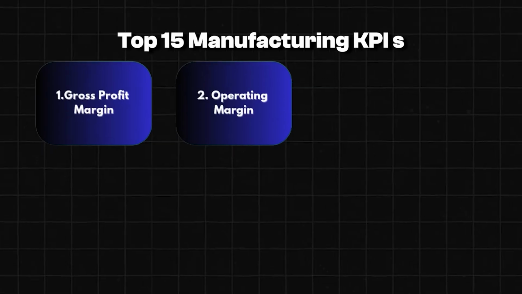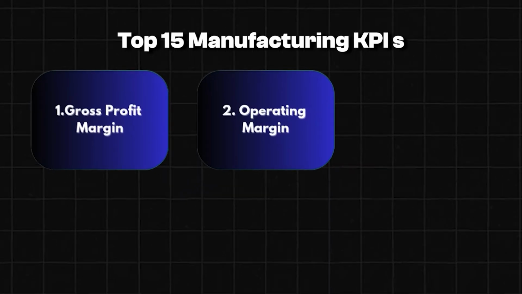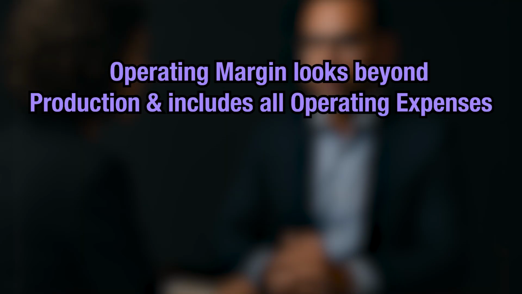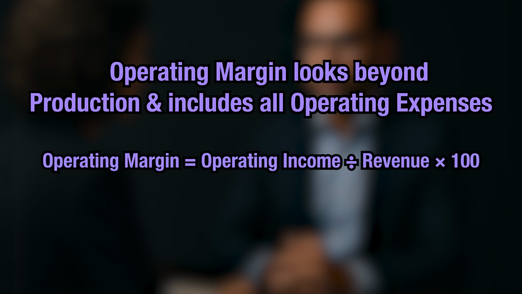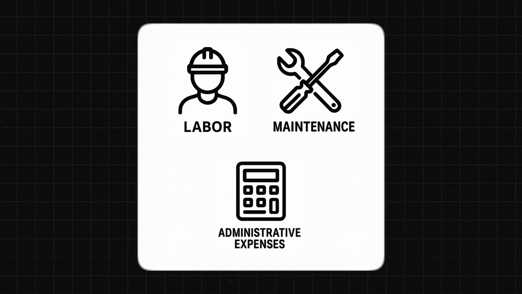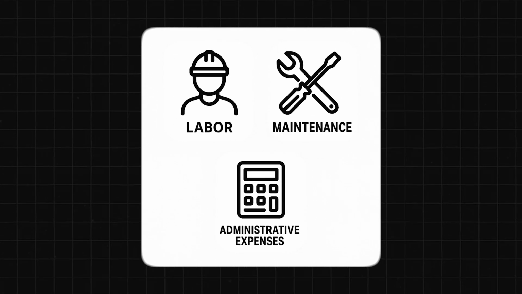That is where our next KPI comes in. Manufacturing KPI number two is the operating margin. Now, operating margin looks beyond production and includes all the operating expenses. It is calculated as the operating income divided by revenues multiplied by 100. It shows how well your plant converts sales into profits after paying for overheads like labor, maintenance, and administrative expenses.